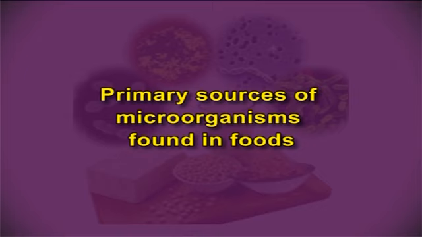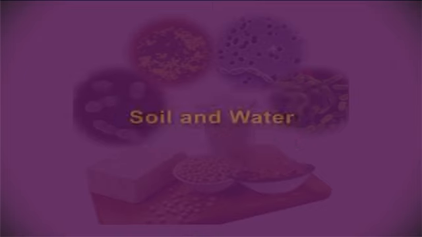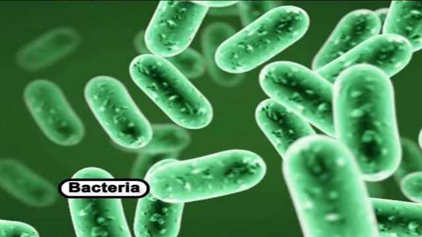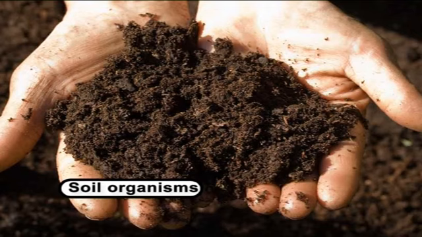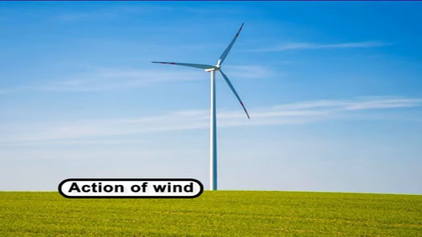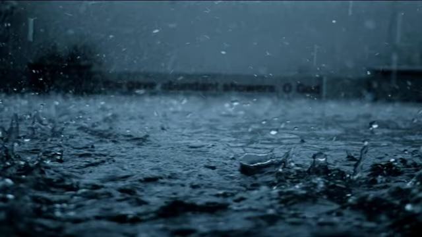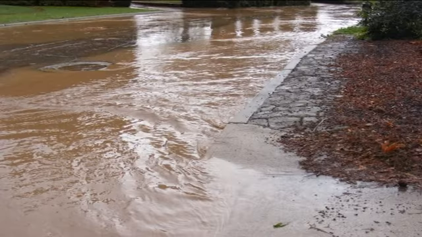Let us discuss now the primary sources of microorganisms found in foods. The first one is soil and water. These two environments are placed together because many of the bacteria and fungi that inhabit both have a lot in common. Soil organisms may enter the atmosphere by the action of wind and later enter the water bodies when it rains. They also enter water when rainwater flows over soil into bodies of water.